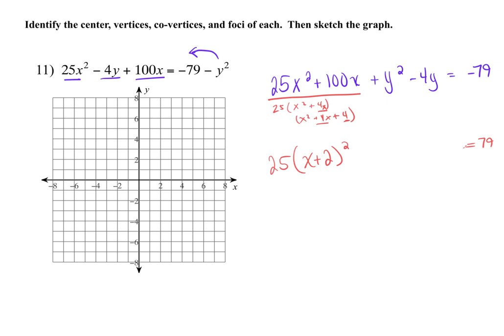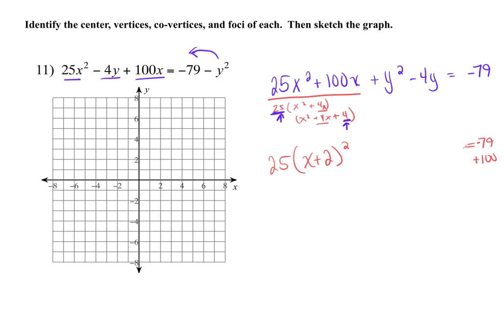However, this 4 is being multiplied by this 25. So what did I technically add to this side? I added 100, right? When I completed this square, I added a 4, but inside the parentheses, it's being multiplied by a 25. So over here, I don't just add a 4, I add a 100. So I have a negative 79 that was already there, and I have to add a 100 as well.